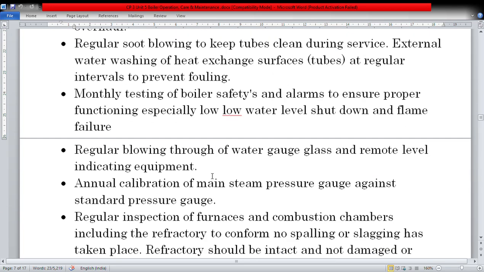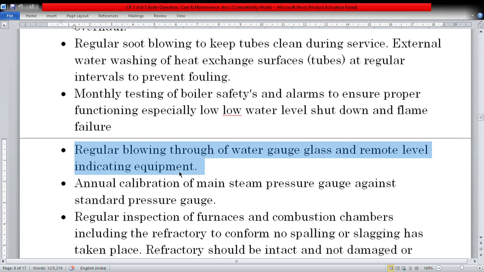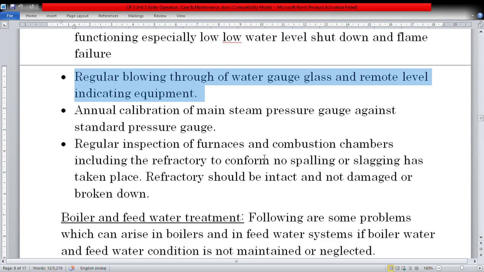Regular blowing through of the water gauge glass and remote level indicating equipment. Regular blow through of the gauge glass is also part of the weekly routine. People are generally reluctant and do not do the gauge glass blow down, but this is very important. Annual calibration of the main steam pressure gauge against a standard pressure gauge. Regular inspection of furnaces and combustion chambers, including the refractory, to confirm no spalling or slagging has taken place. Refractory should be intact and not damaged or broken down.